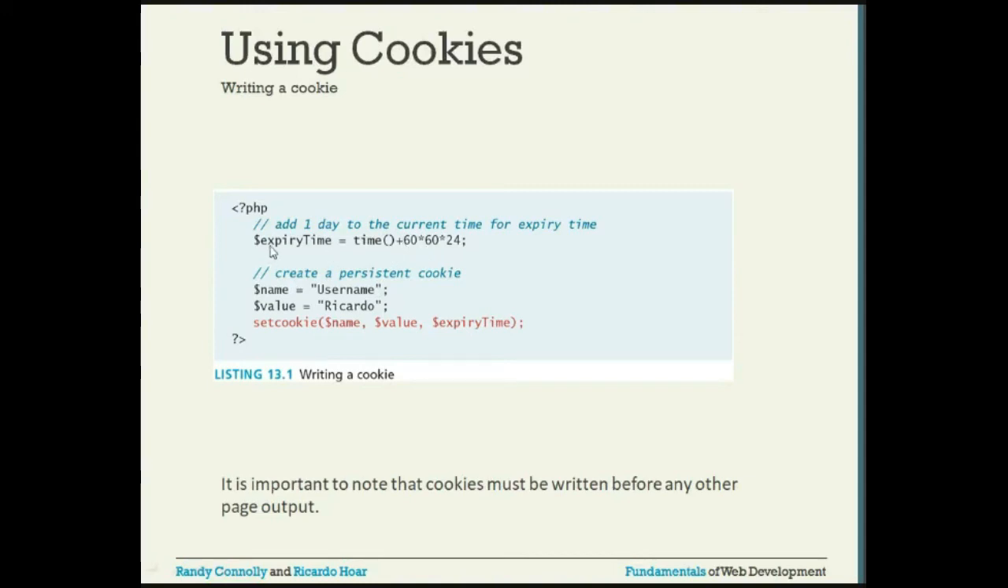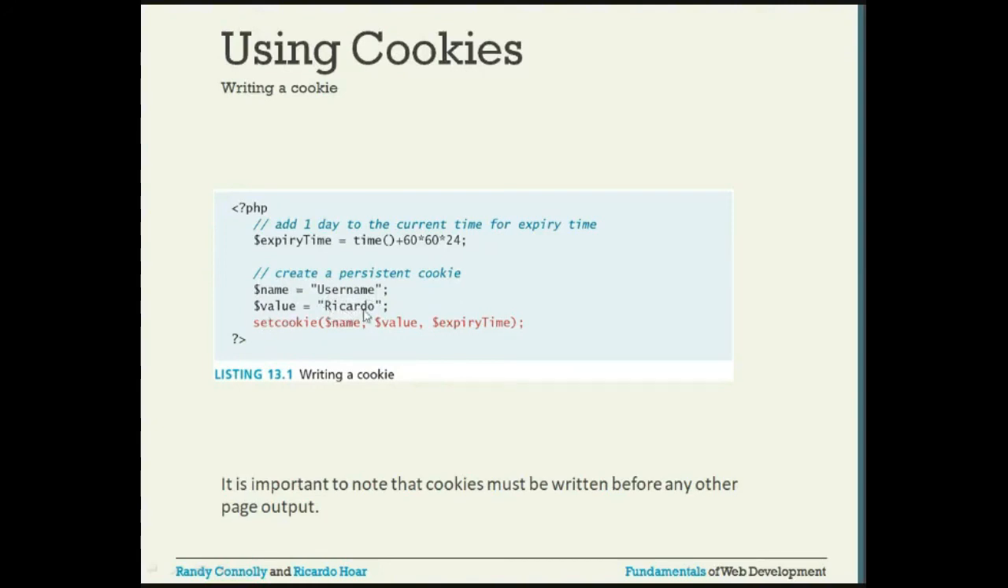Then this is how we are going to create the two variables. $name is equal to username. We are setting the username, and $value is equal to Ricardo. So this is the name of the cookie. Username is the name of the cookie. And what is the value stored? Ricardo, that is the value stored.